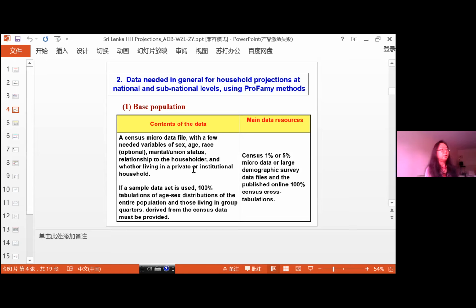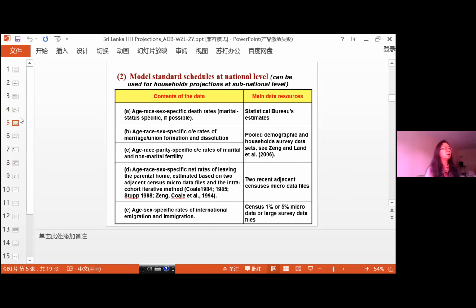In addition to the macro data, we also need 100% tabulations in order for the projections to deal with the entire population rather than sample data. The second part is demographic rates. For these, we need mortality, fertility, marital status transitions, children leaving home, and migrations. For this study, we got mortality from life tables and fertility rates by parity we estimated from the DHS survey data.